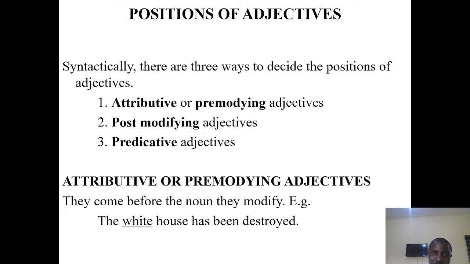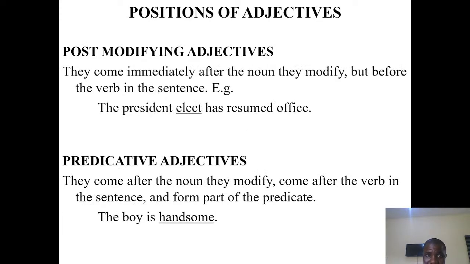What I've explained so far: look at attributive or pre-modifying adjectives. They come before the noun they modify. The White House has been destroyed. The word white modifies house. So it's a pre-modifying adjective, or attributive adjective.